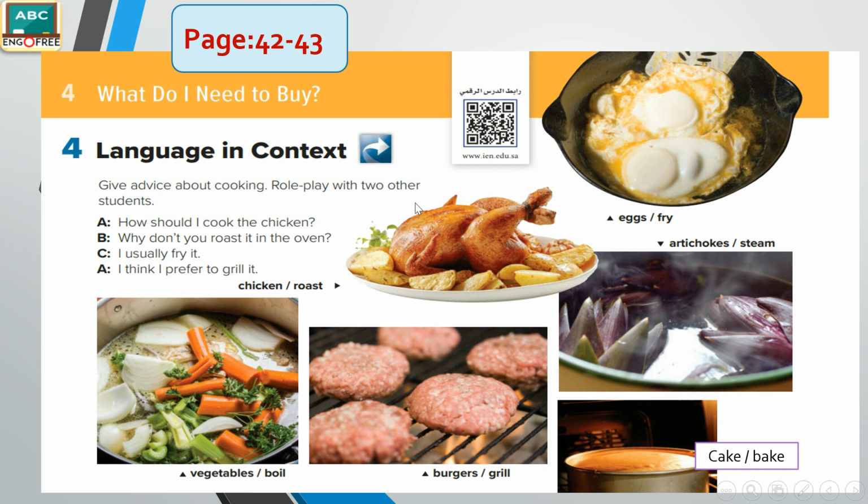Speak with two of your friends about this topic. Look at the example. A. How should I cook the chicken? B. Why don't you roast it in the oven? C. I usually fry it. A. I think I prefer to grill it. Okay, now I want you to do the same thing. Start.